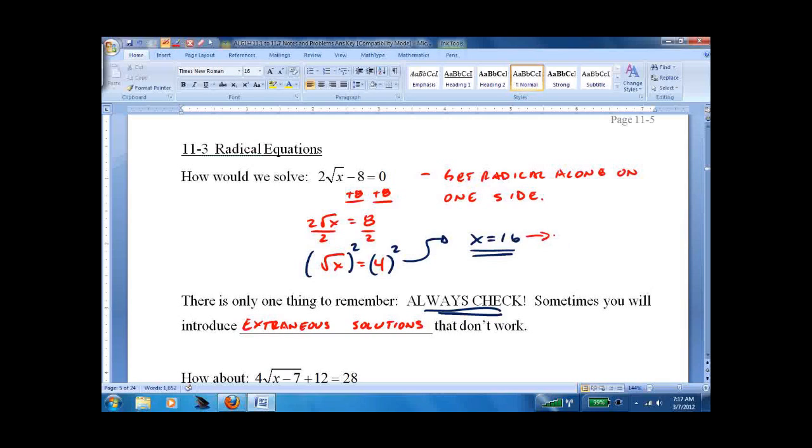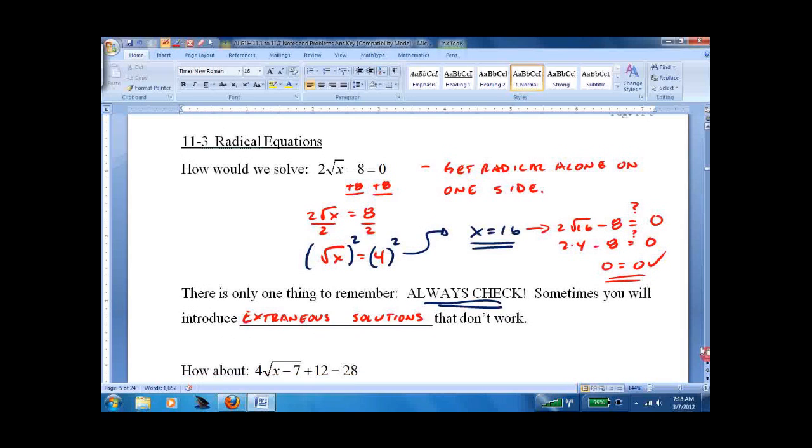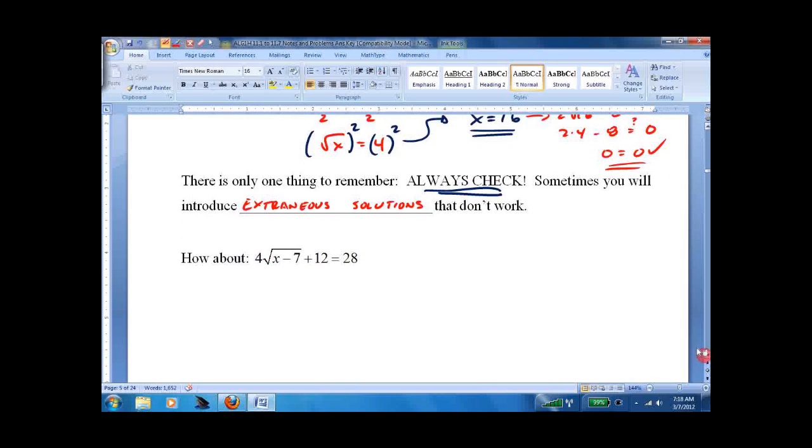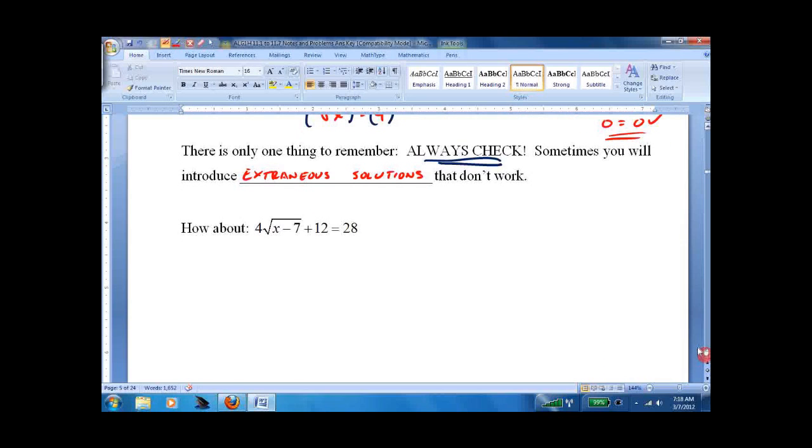So 2 times the square root of 16 minus 8 should equal 0. 2 times 4 minus 8. 0 equals 0. Checked. That's really it. These problems change up a little bit, and you got to be careful. But, that's it. Now you just got to practice.